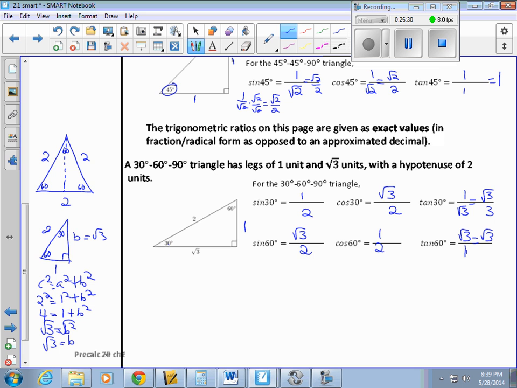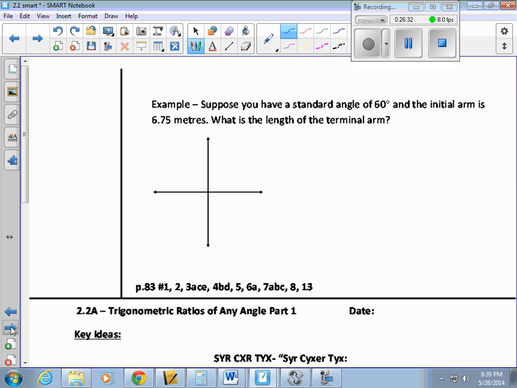Okay, so the next example says, suppose you have a standard angle of 60 degrees and the initial arm is 6.75 meters. What is the length of the terminal arm? So we're doing this on a Cartesian coordinate plane because we're talking about a standard position angle. But it doesn't matter that we're doing it on a Cartesian coordinate plane. We can finish off the last side and make a triangle out of this. So if the angle is in standard position, that means we're starting at, that's more of a 45 degree, but that's okay. So the angle is starting and it's ending here.